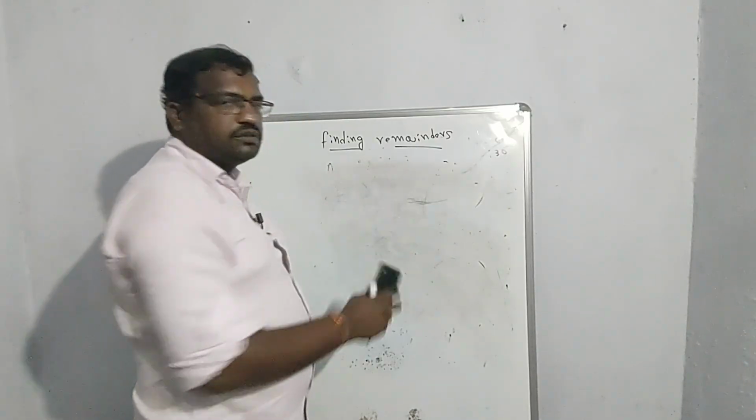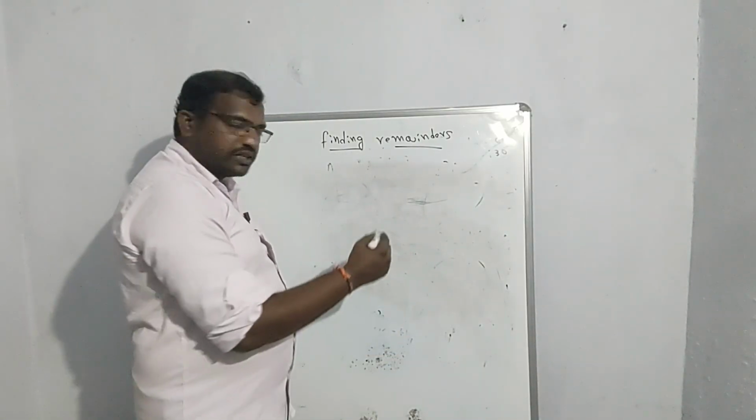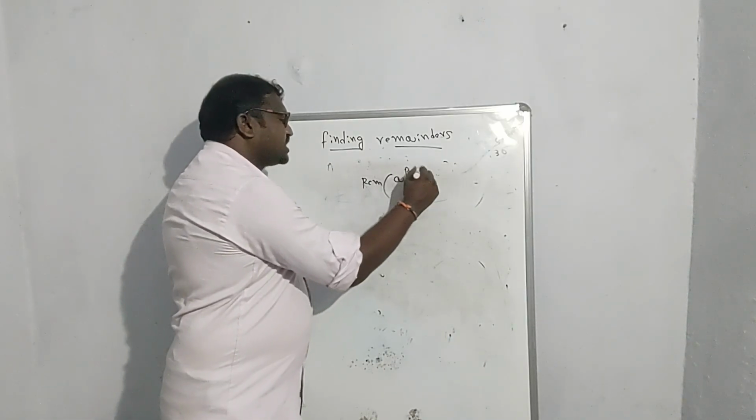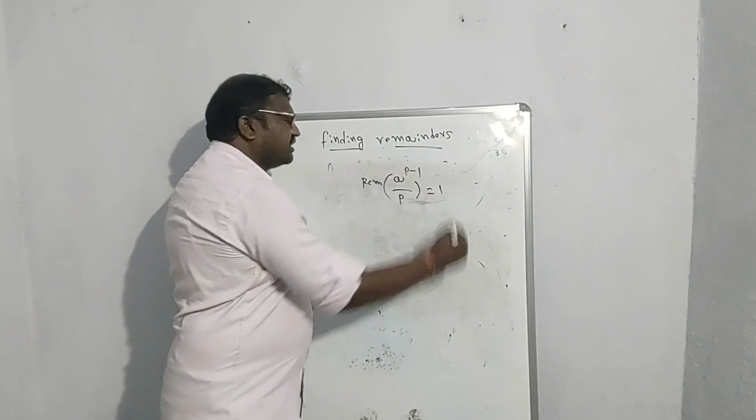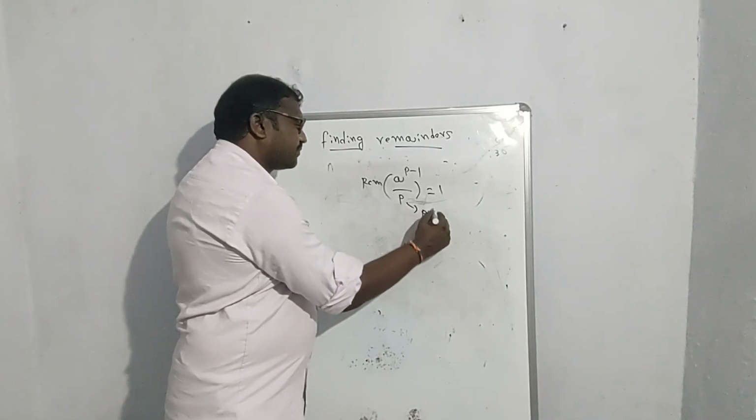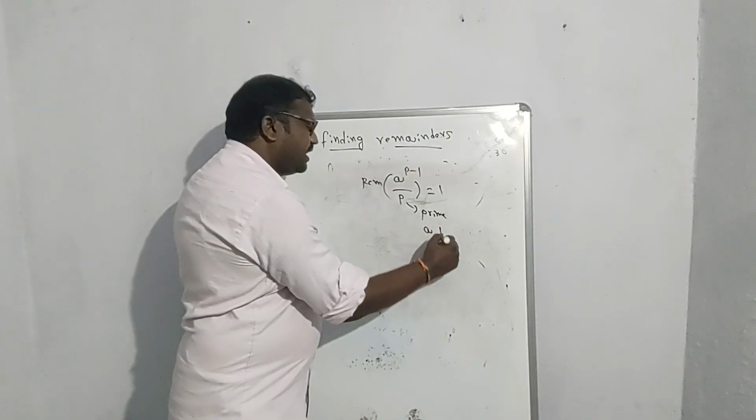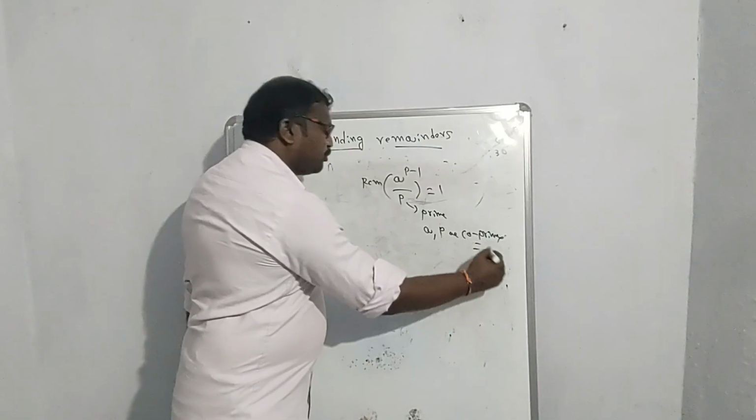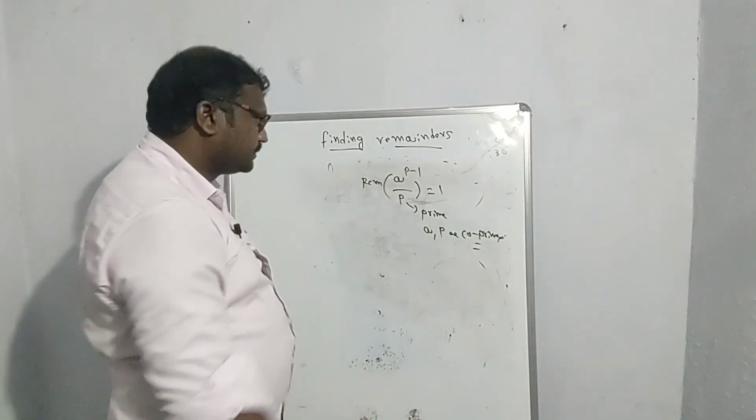So we will solve many problems according to Fermat's theorem. What does Fermat's theorem mean? The remainder of a power p minus 1 divided by p is 1. Here p should be a prime number, and a and p are co-primes.